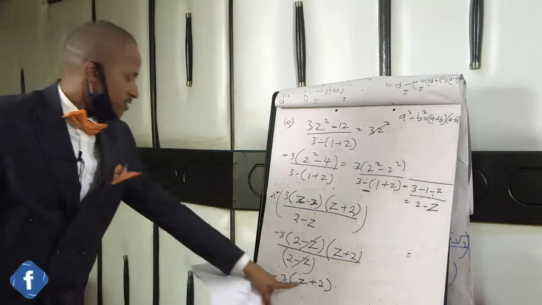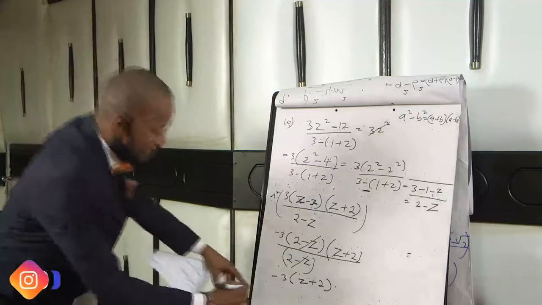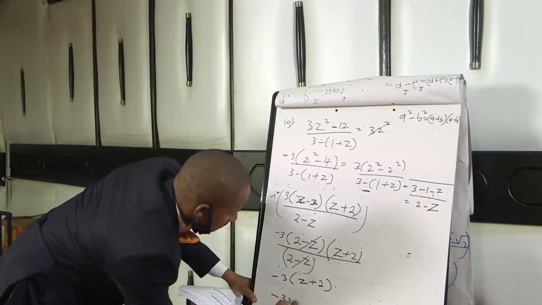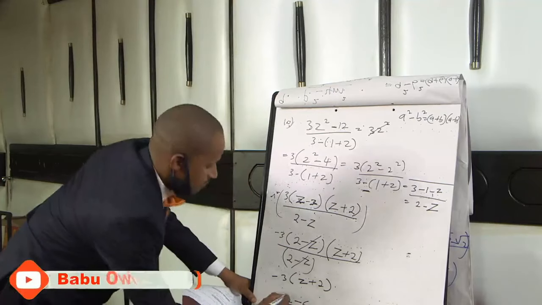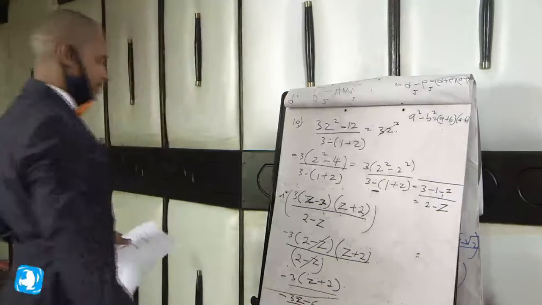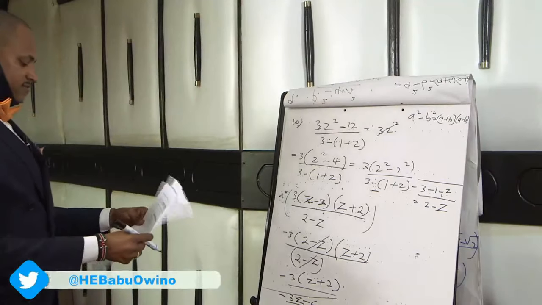So when you expand this, you will have minus 3z minus 6. But you can just leave it in this form. That is the answer for this.